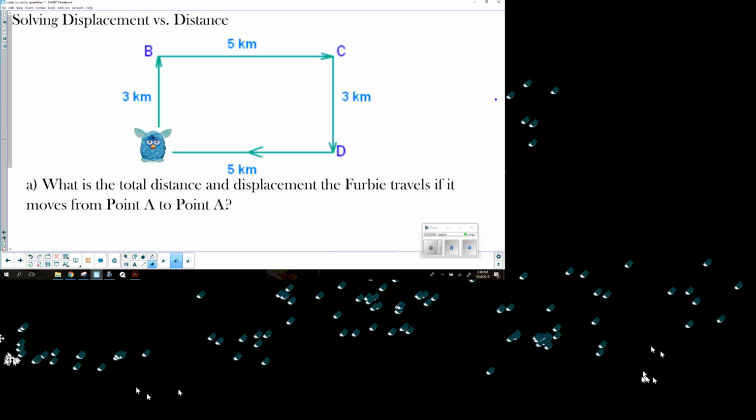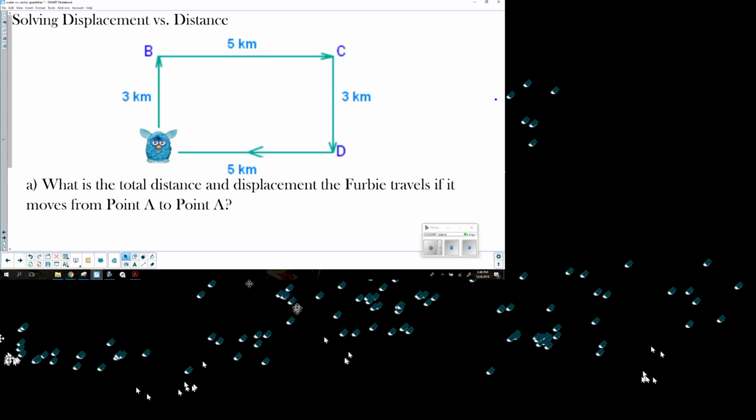So, solving displacement versus distance. I have an example here of a Furby, and this Furby is going to run a race where Furby's going to go 3 kilometers up, 5 kilometers to the east or to the right, 3 kilometers to the south or down, and 5 kilometers to the west or to the left. I'm going to ask myself what's the total distance the Furby travels and what's the total displacement the Furby travels. So let's see how to solve this.